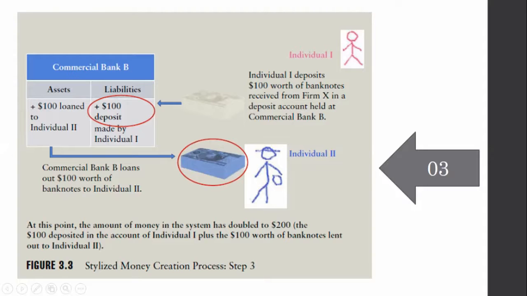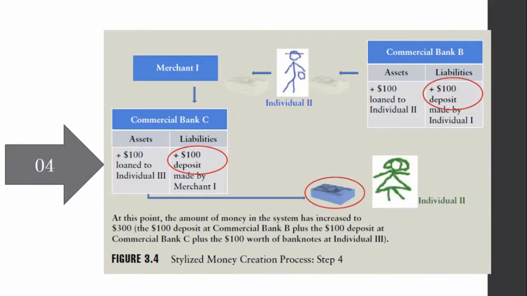again $100. Now in this step, when we come to step 3, the total money which is circulating in the economy is $200. So the amount of money in the system has doubled to $200. How? The $100 deposit here and the $100 banknotes with individual two. Now the money increases up to $200, right? So the money creation multiplies the money.